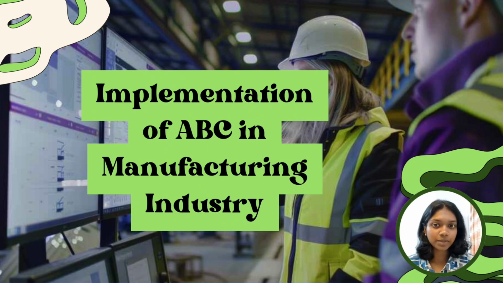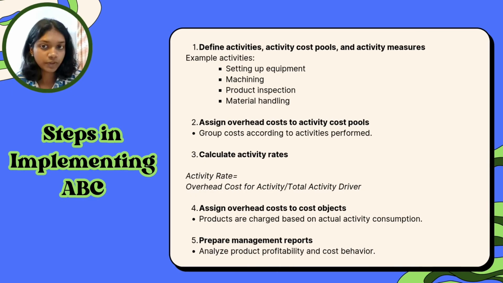Now, let's take a look at the implementation of activity-based costing in manufacturing industry. Moving on, there are 5 main steps in implementing ABC. The first step is to define activities, activity cost pools, and activity measures. For example, setting up equipment, machining, product inspection, or material handling.